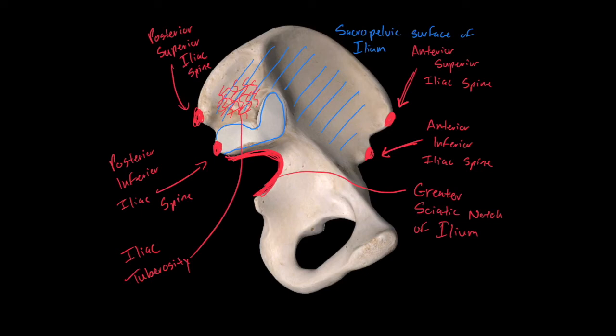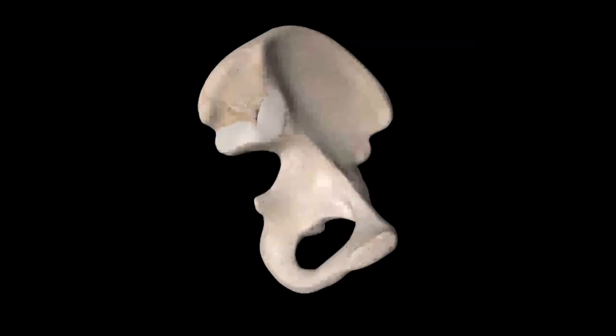We can go ahead now and move on to the ischium. The ischium is the most inferior of the three bones and is found right here, like mentioned before. The body of the ischium is right here. It's the thickest portion of the bone itself. And it actually helps make up the acetabulum of the os coxae.